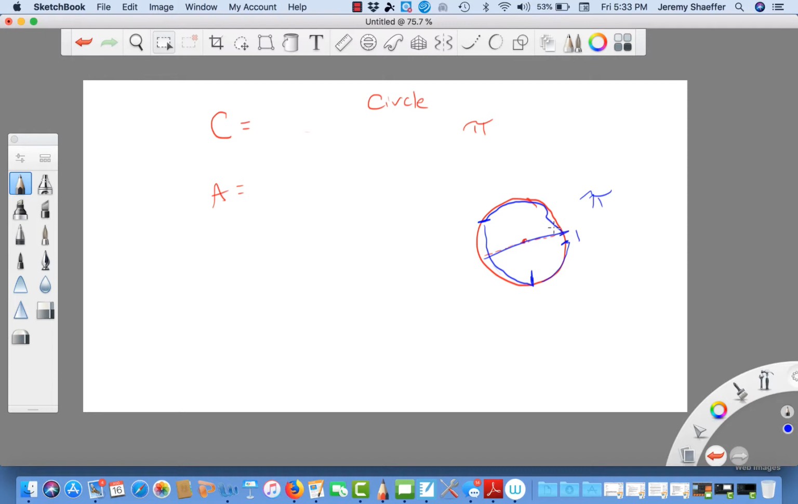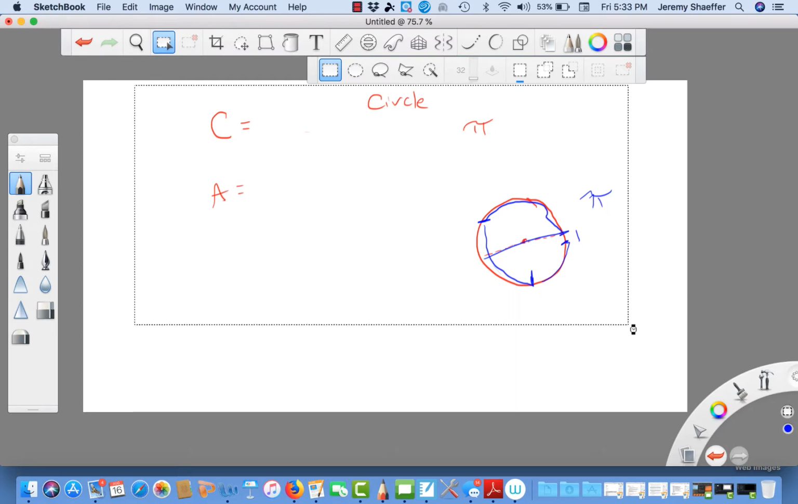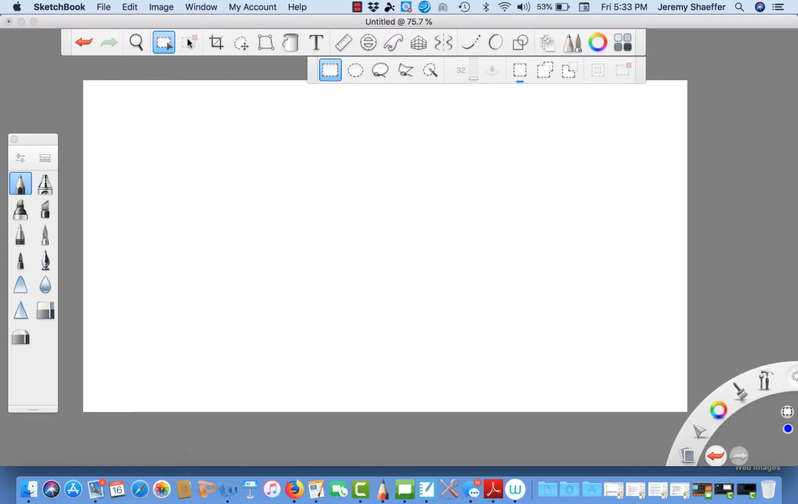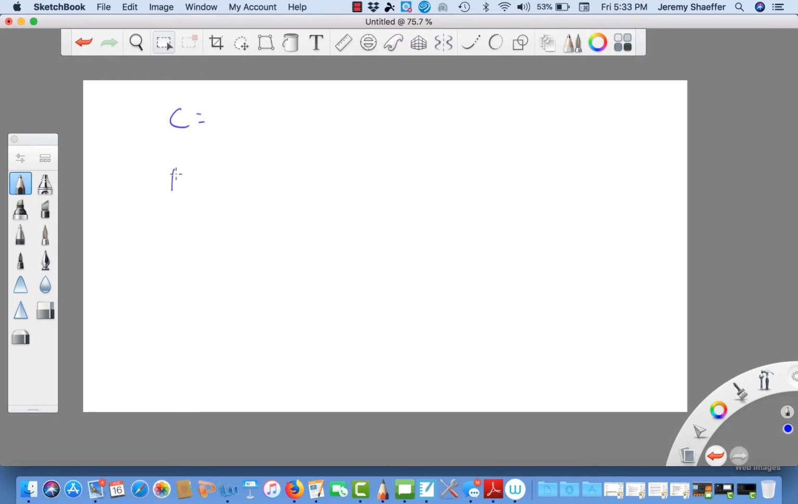Because you know that, we are going to quickly run through the difference between what circumference equals and what the area of a circle equals. Circumference is diameter times pi, or 2 pi r. Area is pi r squared. So what's the difference between the two?